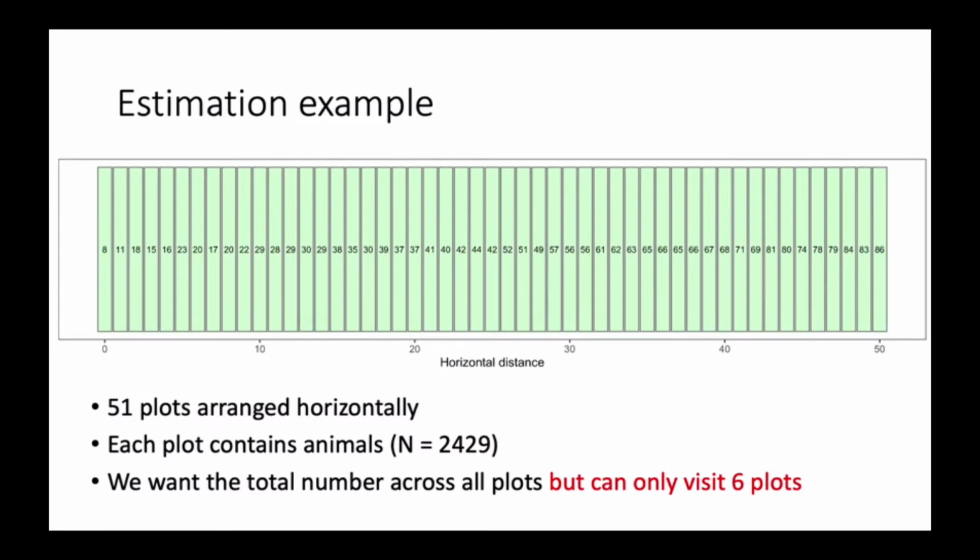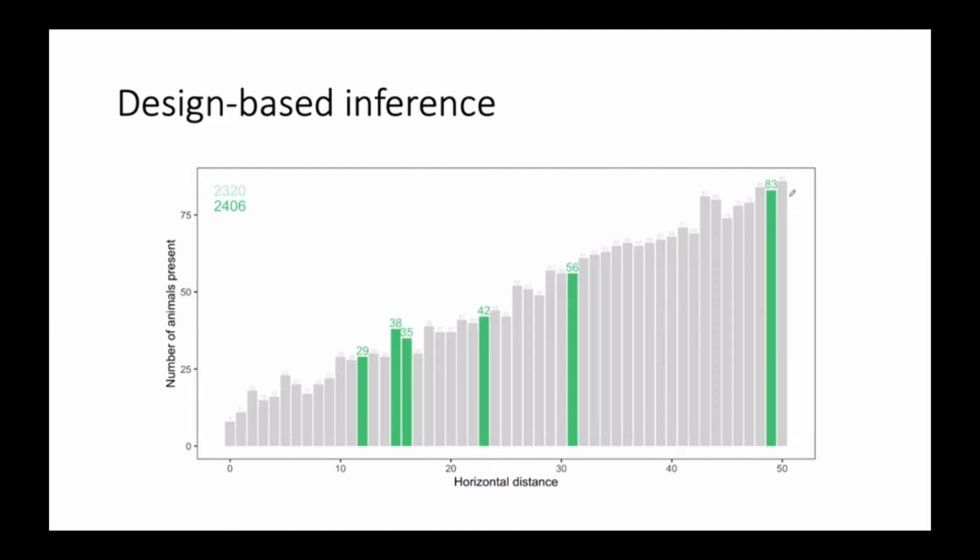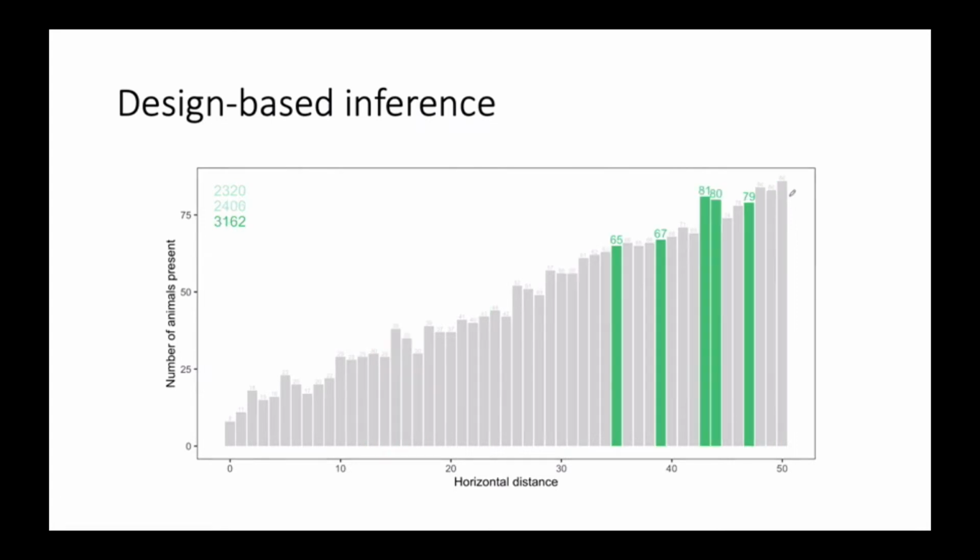Just to recap briefly, we've got 51 plots arranged horizontally next to each other, and each of those plots has got a certain number of animals in it. We don't know what these numbers are, but what we'd like to estimate is the total number of animals across all 51 plots. To do this, we'll draw a sample of 6 plots. In design-based inference, our estimate is based on a simple random sample of 6 sites. This means that if we redo the survey, we'll land up with 6 different sites and therefore a different estimate. Uncertainty in the estimates comes from the randomness in the design.